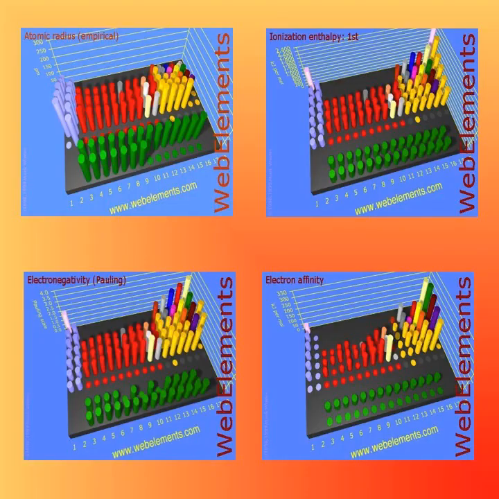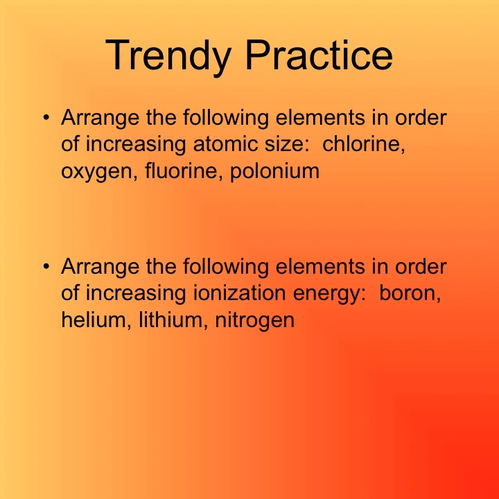On this next slide, I've shown you all 4 trends that I've gone over. You'll notice that atomic size is the only one that decreases as you move across, increases as you move down. The other 3, those being ionization energy, electronegativity, and electron affinity, all will increase moving across a period and decrease moving down a group.